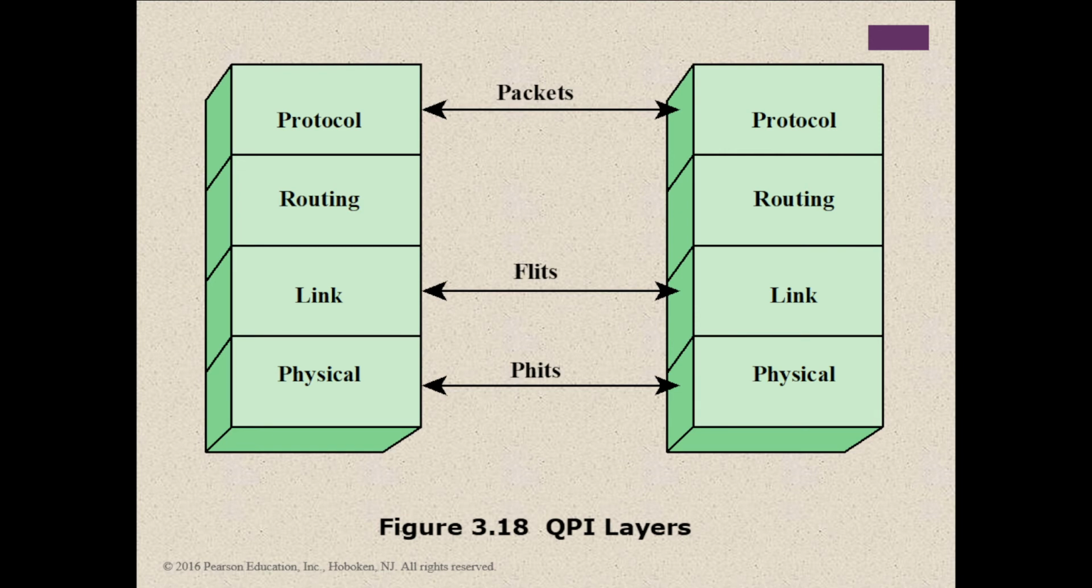QPI is defined as a four-layer protocol architecture encompassing the following layers. First, we have the physical layer, which consists of the actual wires carrying the signals, as well as circuitry and logic to support ancillary features required in the transmission and receipt of the ones and zeros. The unit of transfer at the physical layer is 20 bits, which is called a phit, or physical unit.